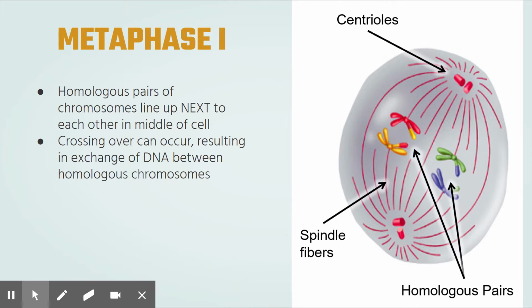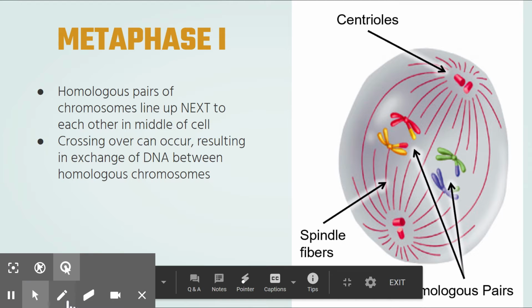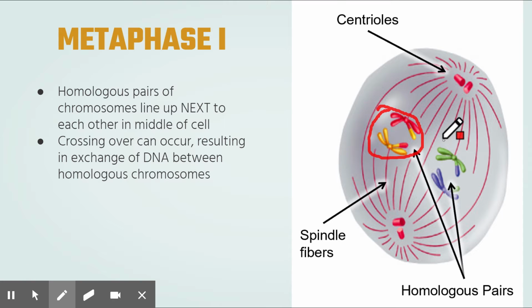During metaphase 1, the homologous pairs of chromosomes line up next to each other in the middle of the cell. So we can see the pink and the yellow have lined up directly next to each other in the cell. We can also see that the blue and the green, which are homologous, have lined up directly next to each other. This is what occurs during metaphase 1.